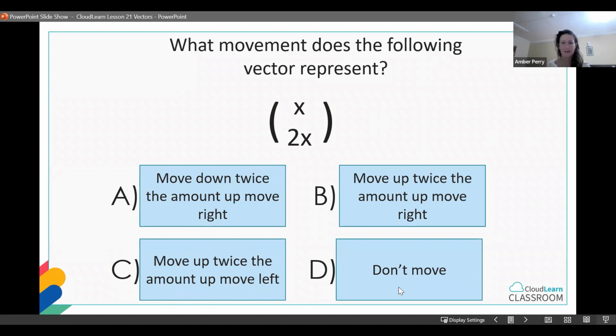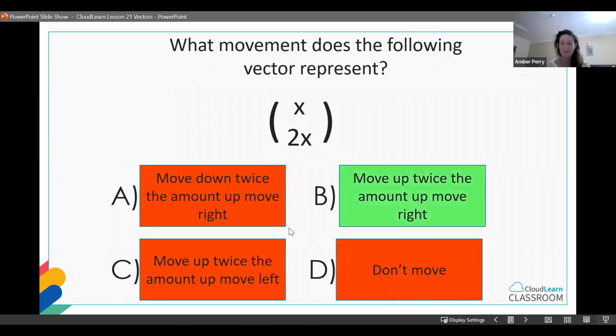See if you can make sense of that. It's a bit of a tongue twister. Okay, let's have a look. So, however much we moved right, we're going to be moving up twice the amount. So the answer was B, which I'm really amazed that everyone got right because it was a bit of a confusing question, but well done. That's really fantastic. So well done.